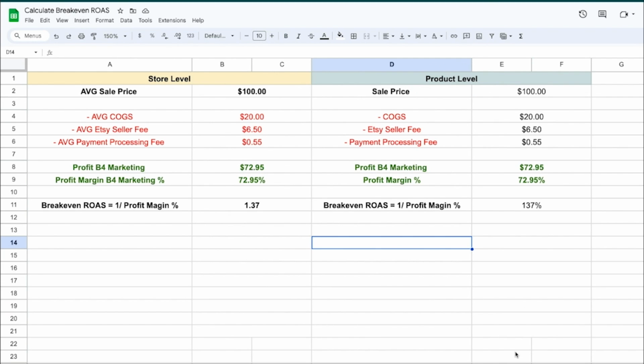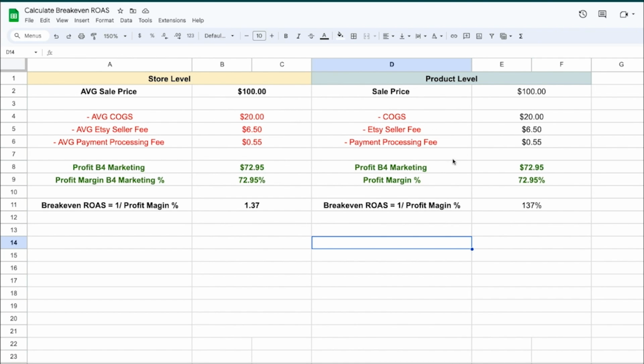It depends. If you have thousands of listings or hundreds of listings, it might not be realistic for you to sit here and try to calculate the break-even ROAS on all your products. It might be easier to look at it holistically on a store level and get an idea of what your break-even ROAS is. Now, if you only have 10 products or something like that, then you might want to look more deeply and calculate it per product.